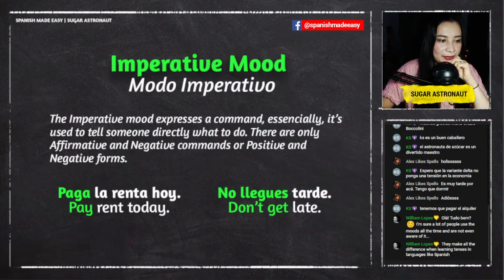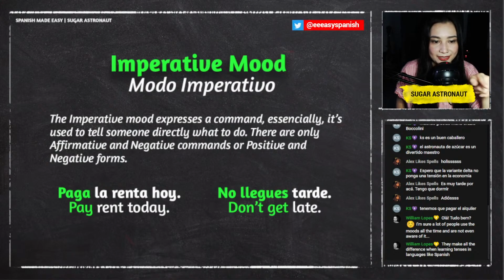I'm sure a lot of people use the moods all the time and are not even aware of it. Oh yeah, we do all the time. They make all the difference when learning tenses in languages like Spanish. Exactly. In the future, I'm going to specify more when we are conjugating certain verbs. I'm going to say, this is an imperative mood, and in present tense, future tense. Well, the imperative mood doesn't have tenses. It has just commands, affirmative and negative. But I could be saying the indicative mood, present tense, or the present indicative, something like that. I'll let you know in the future.